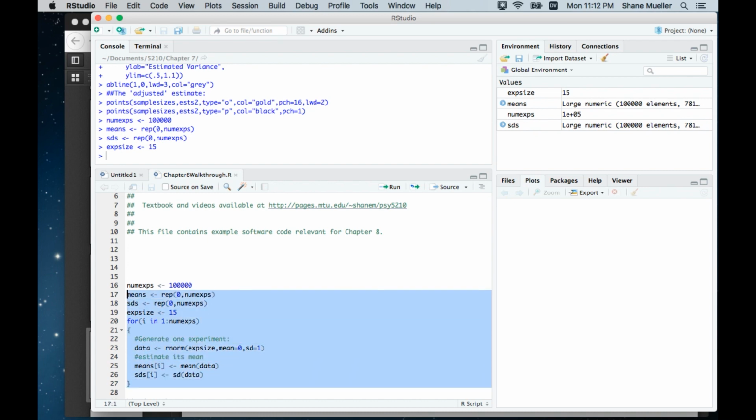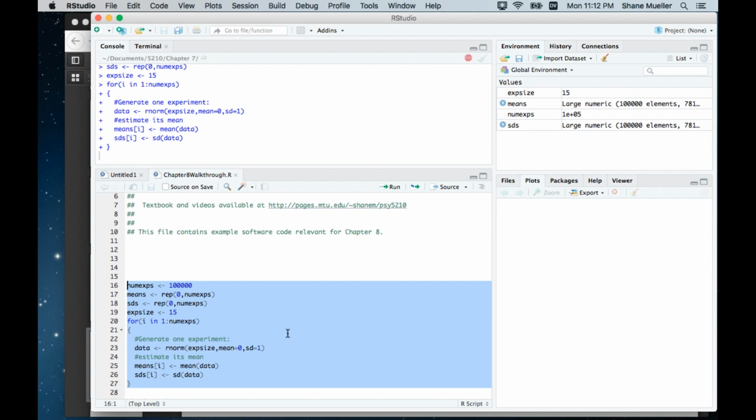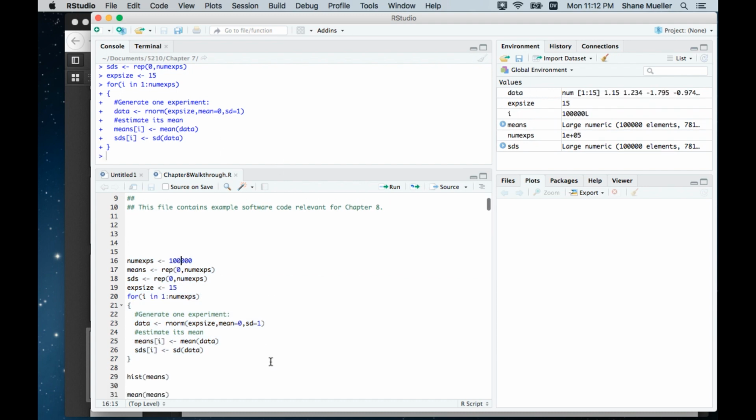So if it seems like we've done this before, we have. This will take a few seconds here to go. Actually, I'm doing 100,000. So if we were to look at the distribution of all the values, all of these data, we only see 15 at a time. We'd expect them to have a mean of about 0 and standard deviation of about 1. But what happens when we calculate the means on those?